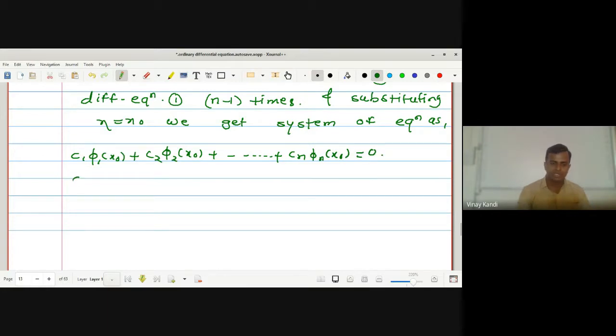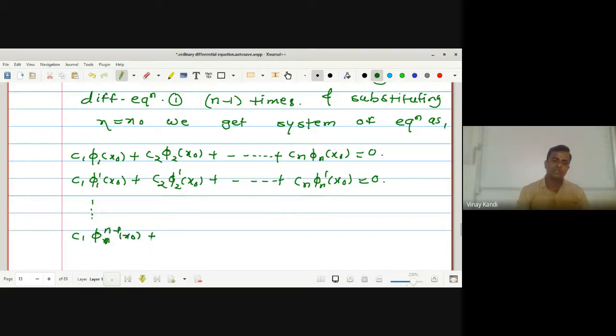In the second equation, C1 phi 1 dash of x naught plus C2 phi 2 dash of x naught plus up to Cn phi n dash of x naught is equal to 0. And at last, we get C1 phi 1 raised to n minus 1 at point x naught plus C2 phi 2 raised to n minus 1 at point x naught up to Cn phi n raised to n minus 1 derivative at point x naught, which is equal to 0.